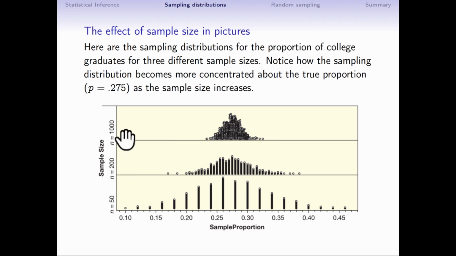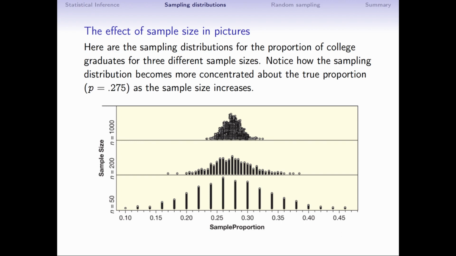Finally, by the time we get up to samples of size 1,000, we're still going to see some underestimation on the left and some overestimation on the right, but on the whole, it's much, much tighter. All right, so what we're gaining, in all cases, we're accurate. The center of our dot plot is on the true proportion of 0.275, but what we're gaining by going from samples of size 50 to 200 to 1,000 is precision. We're able to make much, much more precise statements by sampling when we use samples of size 1,000 than we do when we use samples of size 50.